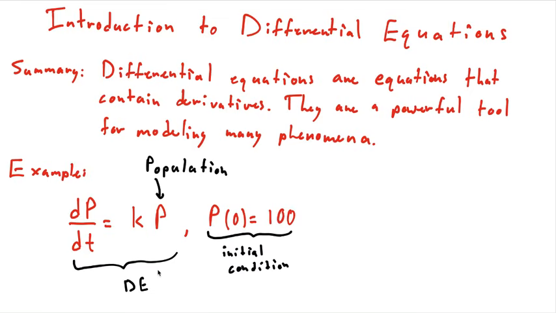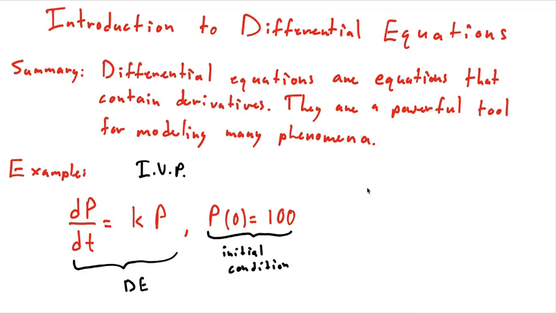When we have a differential equation along with an initial condition, this is called an initial value problem. That's a term that will come up from time to time with differential equations. Now, we would like to know what is an equation that models the population. This is just a description of the population growth, but what would be an equation that models the population?